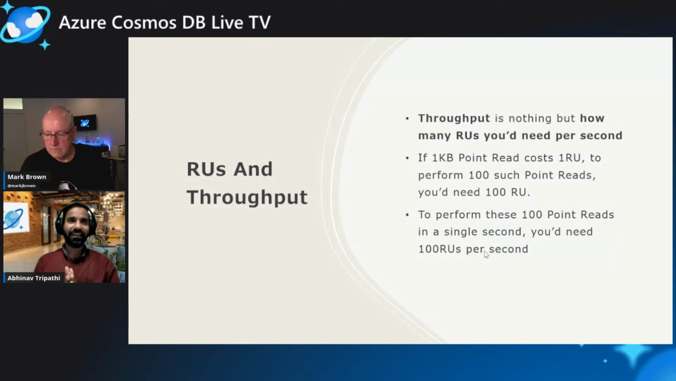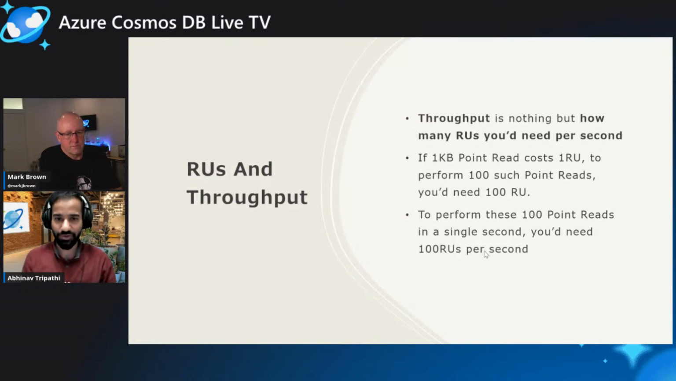So in 1 second, how many RUs will I require? The answer comes out to be 5,000 RUs per second. So throughput is basically the rate at which I'll be spending these RUs to cater to my workload requirements. The rate per second of RU expenditure is what we call throughput.